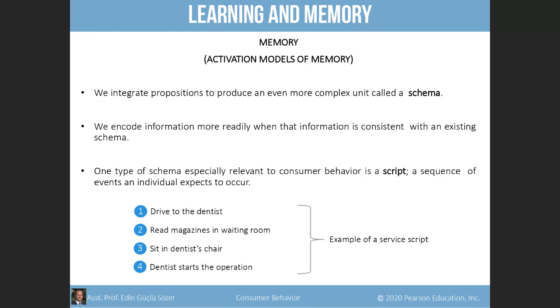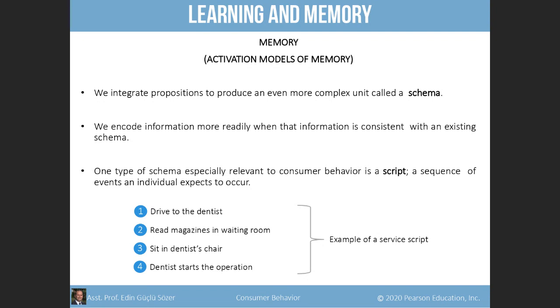So one schema is a dentist, for example. Dentist is a schema. It is composed of different propositions: doctor, health, medicine, doctor's office, nurse, teeth, clean teeth, etc. There are different propositions which come together and create the schema of dentist.